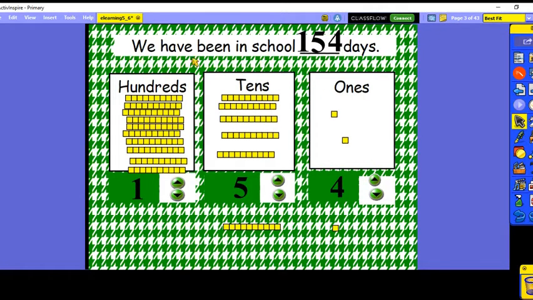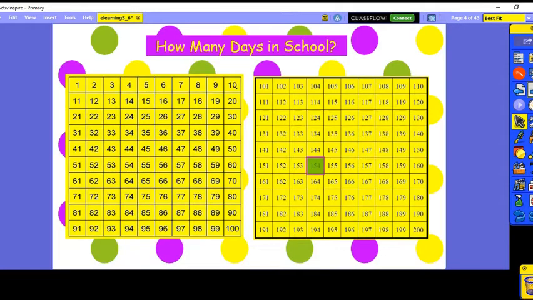All right, we have been in school 154 days. So here's our 10 tens to make 100. Here's our 10, 20, 30, 40, 50. 5 tens to make 50. We need 2 more ones, 53, 54 to make 154. And here's 154 on our hundreds chart.